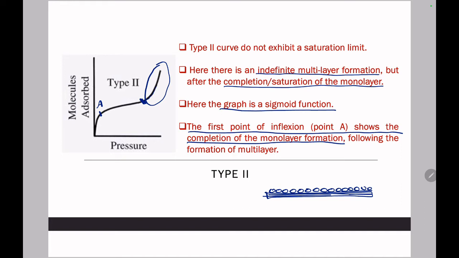there is a tendency where the curve extends to infinity. That indicates the formation of multi-layer over the first layer. This is the case. So after the formation of the monolayer, the multi-layer formation takes place in the case of type 2 adsorption isotherm.